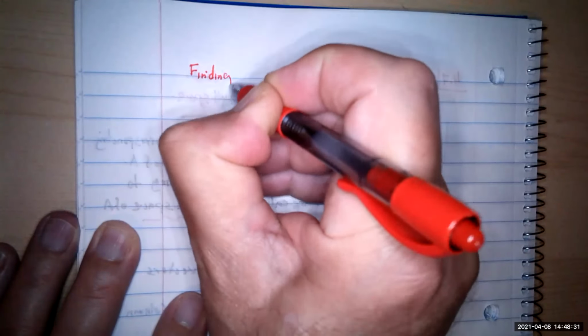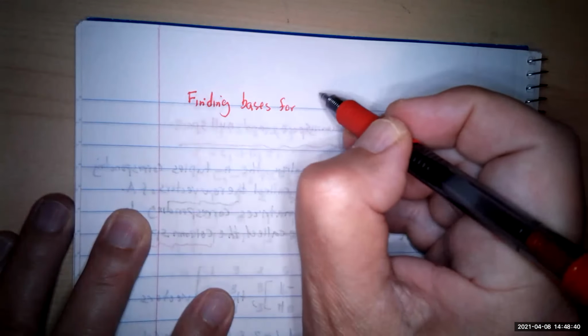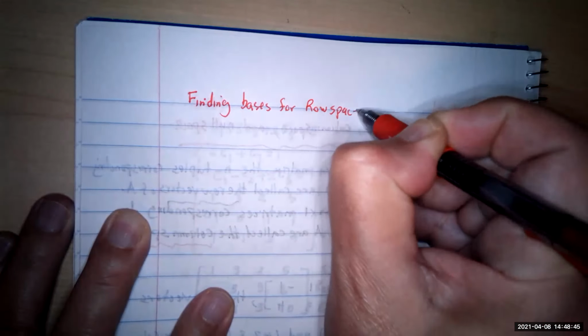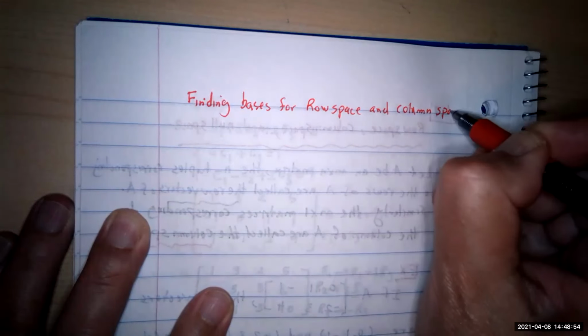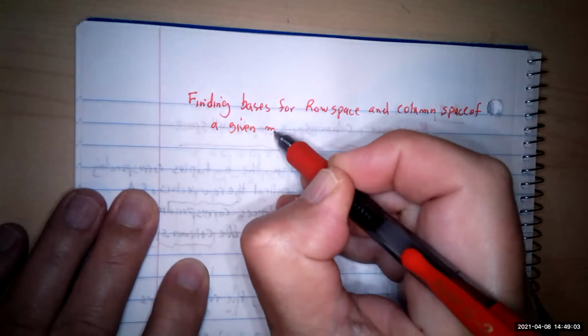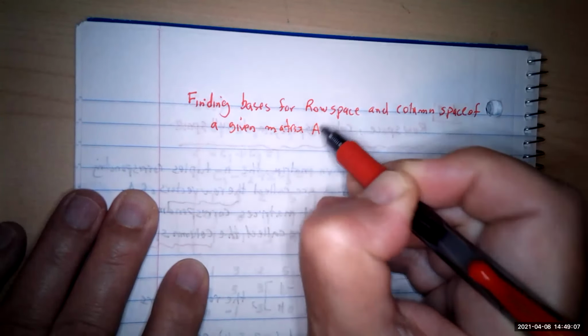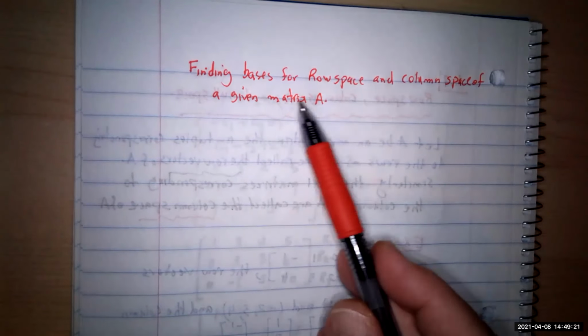This is the only job that we are going to do: finding a basis for the row space and the column space of a given matrix A. So I give you a matrix A, and if you have a basis for your space, you have everything. How are you going to give me a basis for the row space and a basis for the column space?